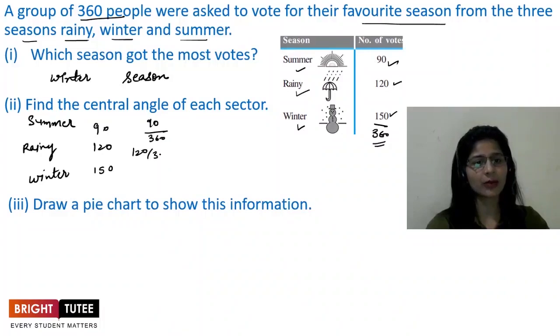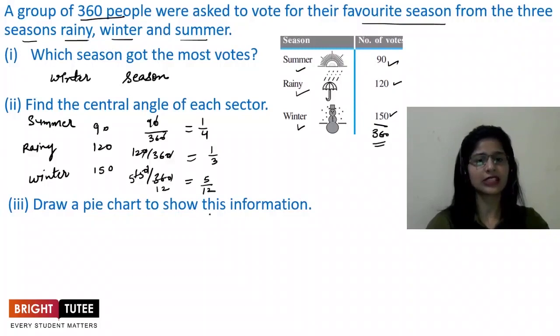Second is 120 upon 360, and the third one is 150 upon 360. Right. So if we solve it, for the first one the fraction is 1 upon 4. For the second one we see the fraction is 1 upon 3, and the next one we cancel it, and then 3 5s are 15, 3 1s are 3, 2s are 5 upon 12. Clear? So these are the fractions.